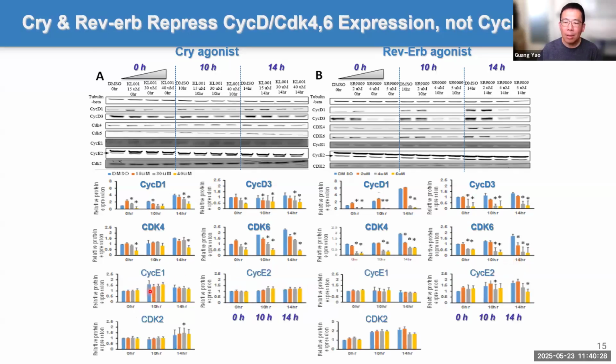But neither of the cyclin E isoforms, there are 2 in mammalian cells, E1 and E2, is changed by cryoagonist, and not consistently changed by RevERB. The cyclin-dependent kinase of cyclin E, which is CDK2, is not downregulated. Only the early G1 phase cyclin D and CDK4/6 are downregulated, but not cyclin E and CDK2.